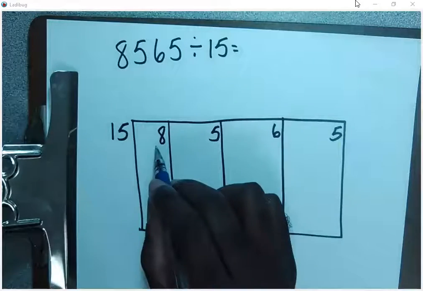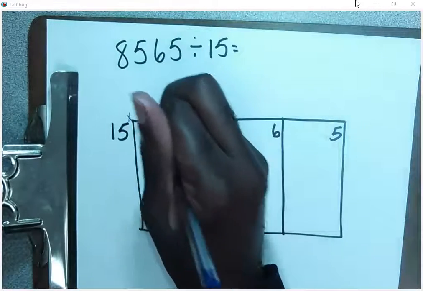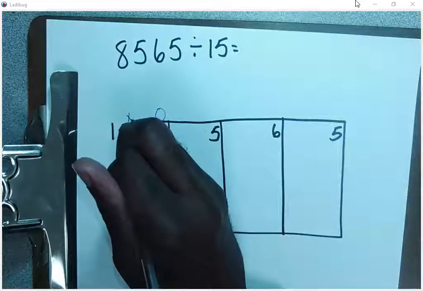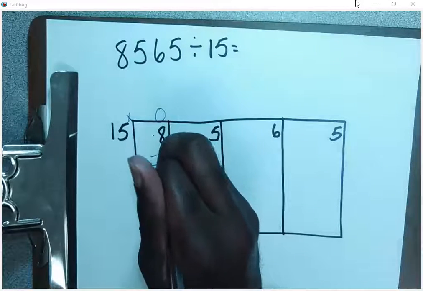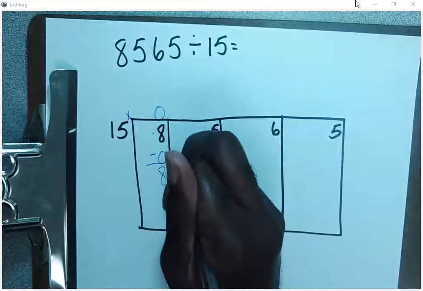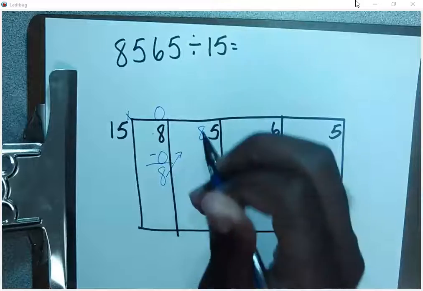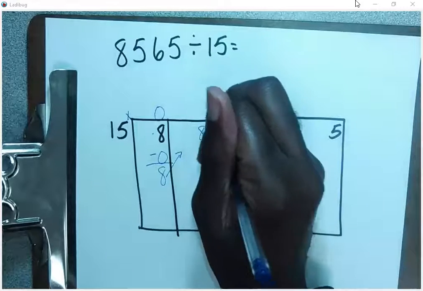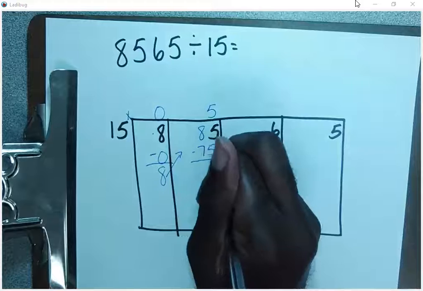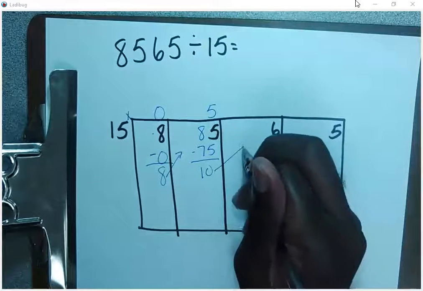Can 15 fit inside 8? It cannot. So 0 goes up top, and then 15 times 0 is 0. 8 minus 0 is 8. I bring my 8 over beside my 5. 15 can go into 85 5 times. 5 times 15 is 75. I subtract, I get 10. I bring my 10 over to my next section.